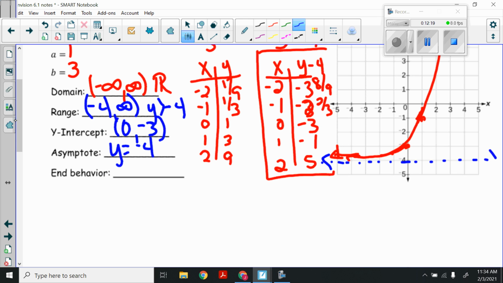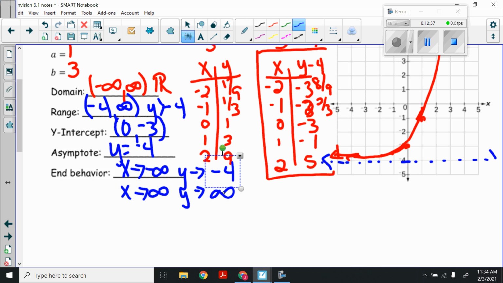My end behavior, so as x is approaching negative infinity, what's y doing? As x is approaching positive infinity, what is y doing? As x approaches negative infinity, y approaches -4. As x approaches positive infinity, so as my x's get bigger, my y's also get bigger, infinity. So let's look at our asymptote first, because it changed. This is the first time we've seen our asymptote change.